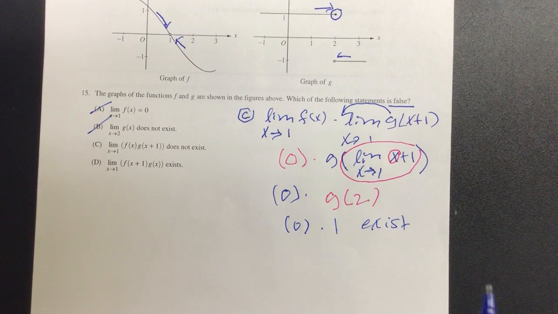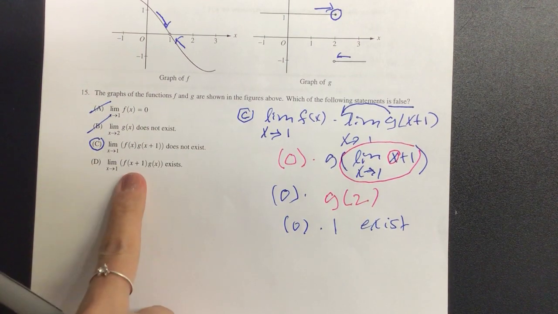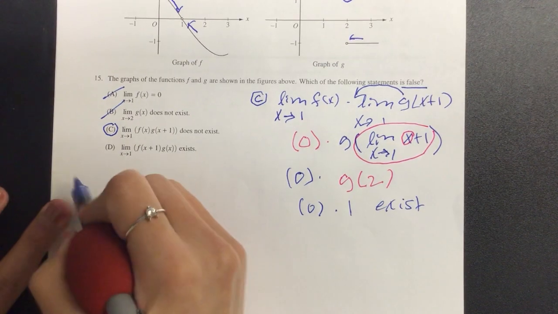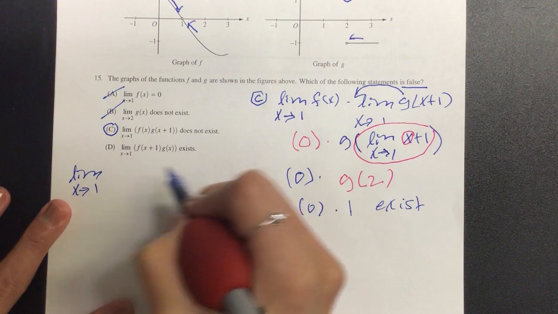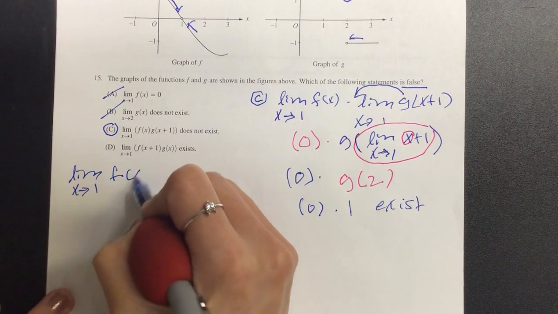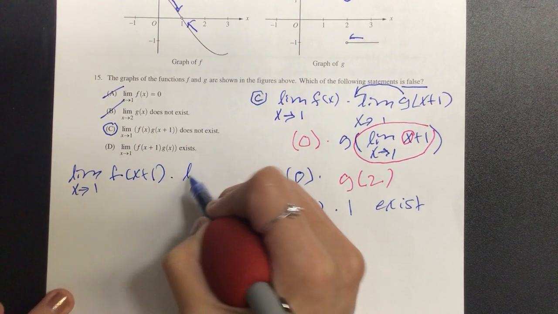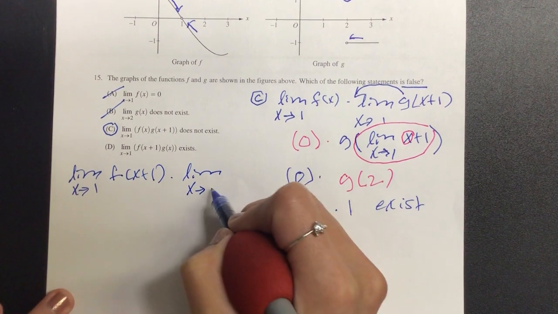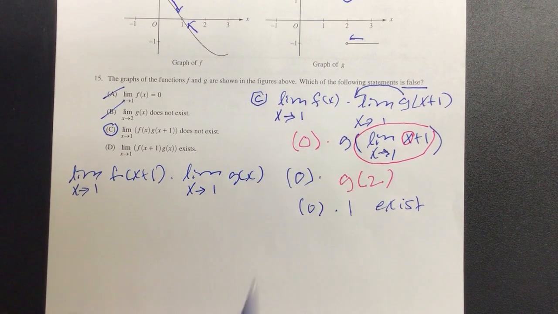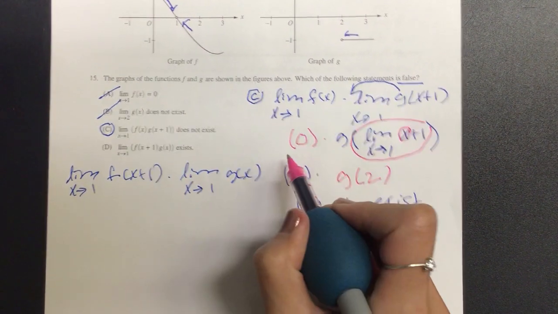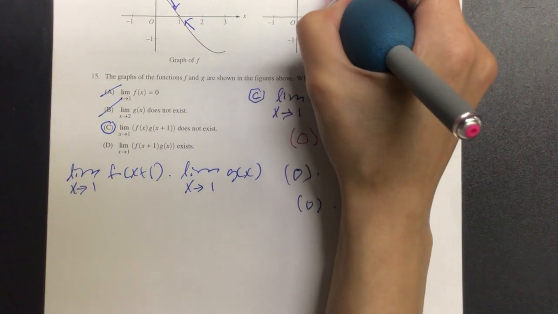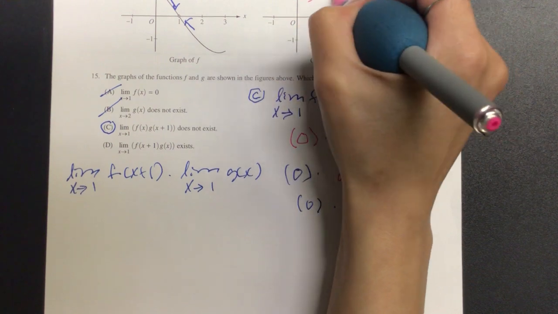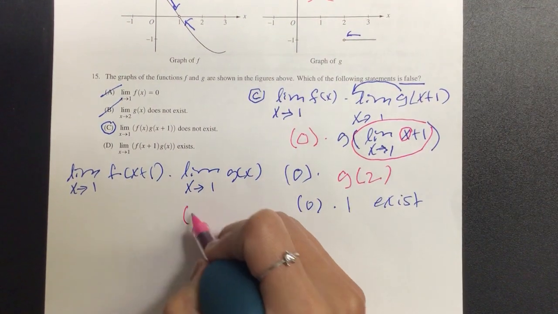And this one says it does not exist. So given that fact, let's practice this guy over here. So start by rewriting. Limit as x approaches 1 of f of x plus 1 times the limit as x approaches 1 of g of x. Now we know this guy over here already. Find g of 1, or where are we going when we approach 1? 1. So all that is 1.